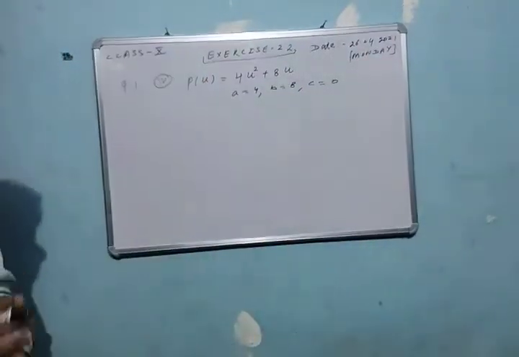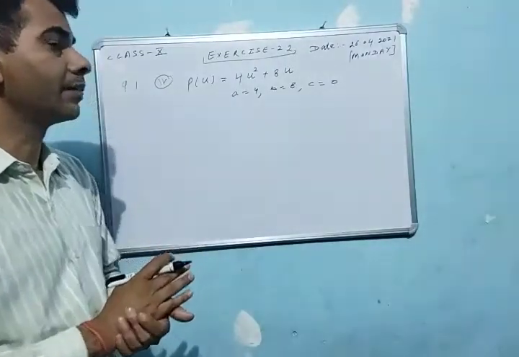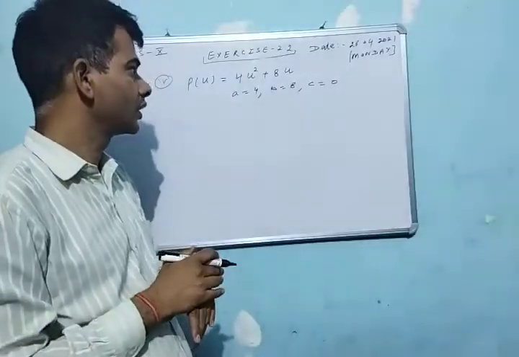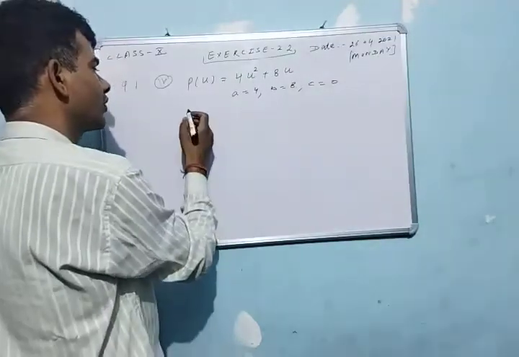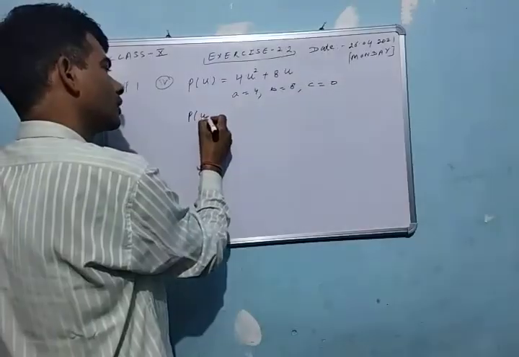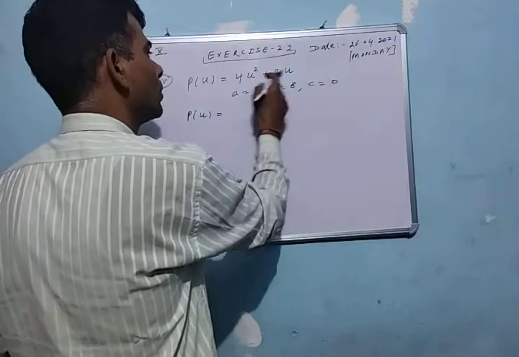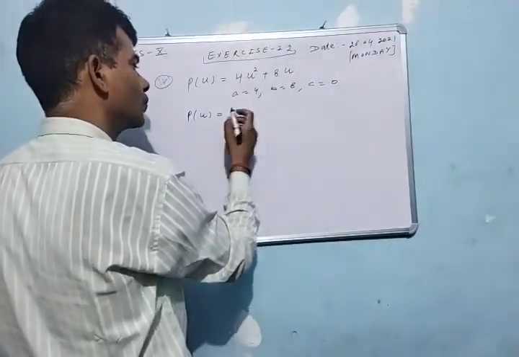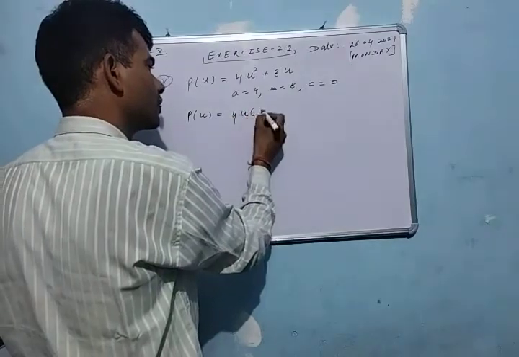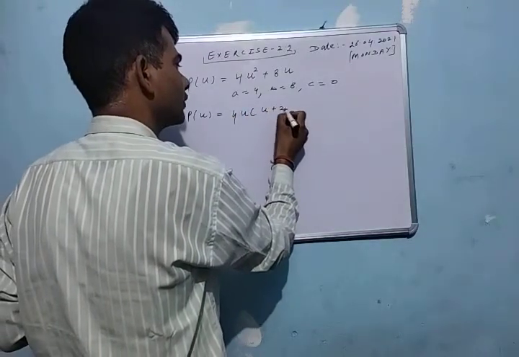Students, now we will factorize it. It cannot be factorized by the split the middle term method, because there is no constant term. How can we factorize it? That is P of u. Student, what is common in the first two terms? That is 4u. 4u is common in the first two terms, that is 4u times u plus 2.